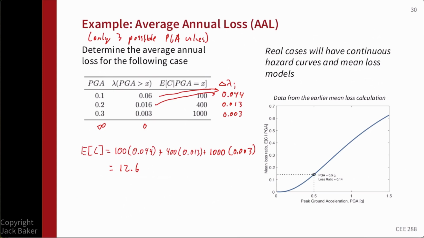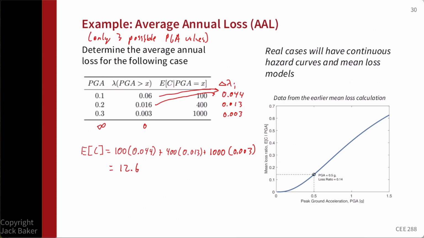That's 0.013. And then the last one is the 0.003 minus the 0, so we get 0.003. All right, and we can always spot check these delta lambda i's. It's easy to tell in this case since there's only 3 of them. If you add those all back up, we get 0.06, which is the exceedance rate of the lowest x value. So that consistency should maintain.